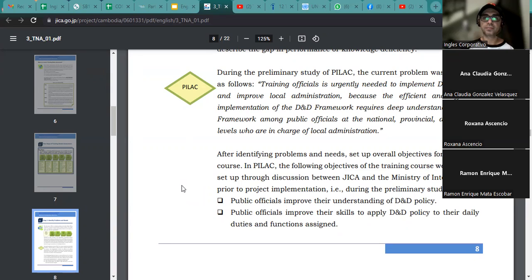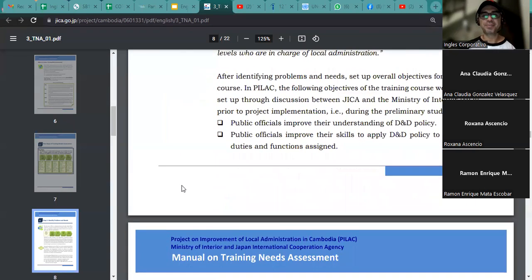During the preliminary study of PILAC, the current problem was identified as follows. Training of officials is urgently needed to implement DAD, perform and improve local administration, because the efficient and effective implementation of the DAD framework requires deep understanding of the framework among public officials at the national, provincial, and district level who are in charge of local administration. Okay, could you please continue?